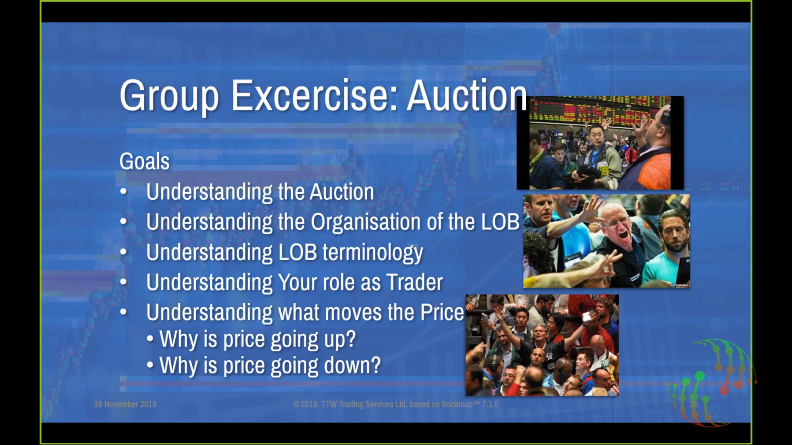We will do a very simple auction, nothing special behind it, but it might help us better understand what a limit order book is, what an auction is. It's a little bit more complicated, so if you want to go deeper into this, visit the Open Outcry Club. You will find the documentation on Dropbox, as said. It's absolutely fun, and from my point of view, not only fun, it expands your knowledge tremendously. We will do the auction, understanding the organization of the limit order book, the terminology, understanding your role as a trader, understanding what moves the price, why the price is going up and why the price is going down.